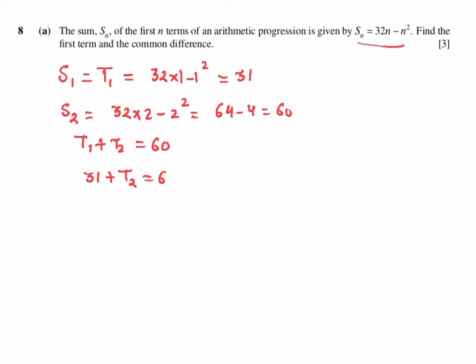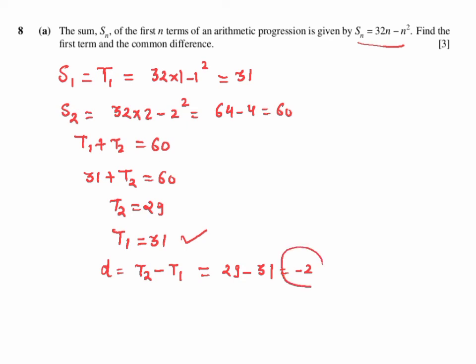So 31 plus T2 is 60. So T2 is how much? 29. T2 is 29, T1 is 31. So you got the first term. Now you have to find the difference. So d will be T2 minus T1. That will be 29 minus 31, that will be minus 2. So this is the common difference.